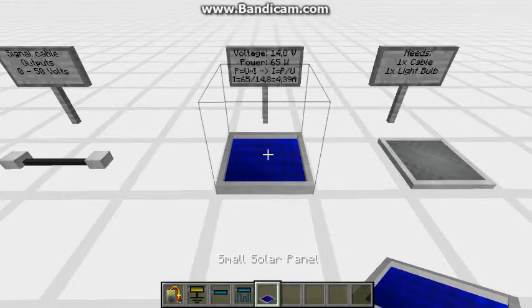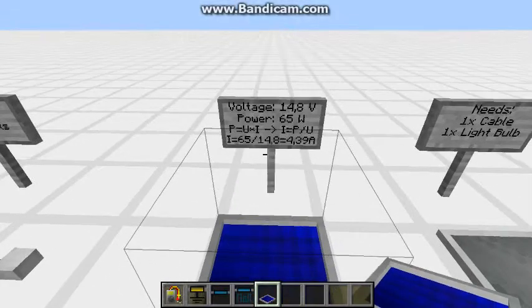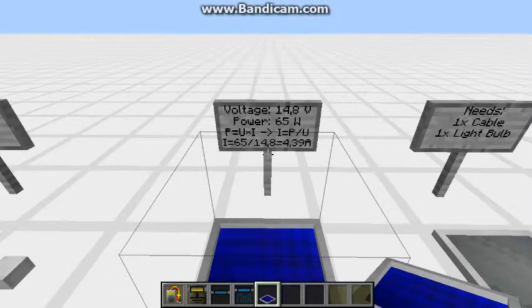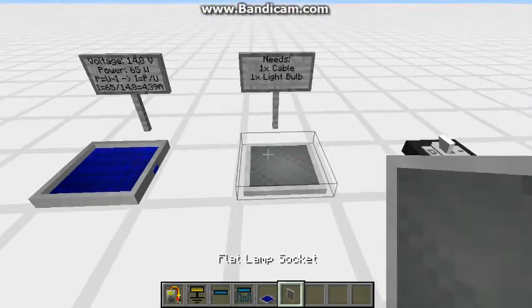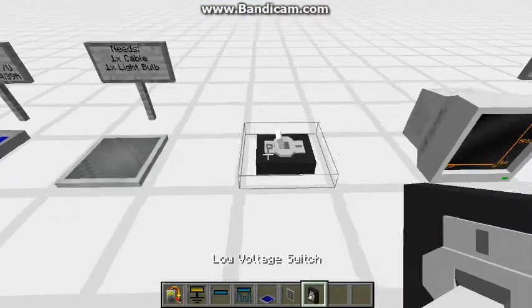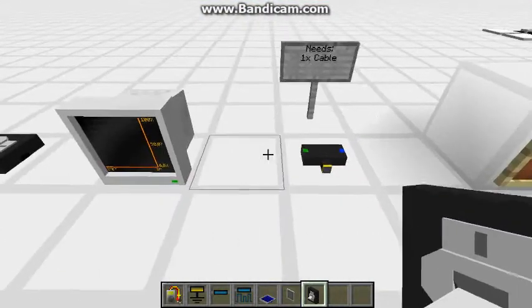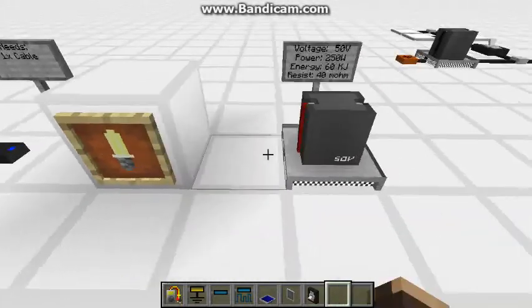Next is the solar panel which produces 14.8 volts, produces 65 watts, and if we use the formula, please press pause if you want to read it, we get 4.39 amps. Right, next one, we need a flat lamp socket with a cable and a light bulb. We need a low voltage switch, and I'll get to this later.